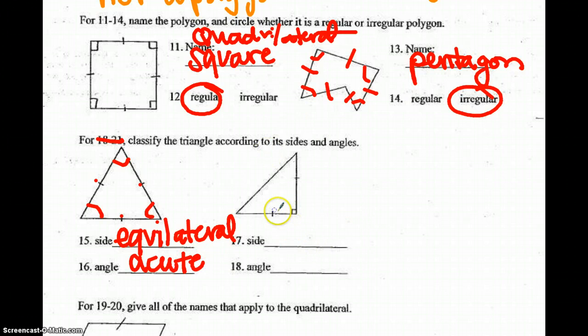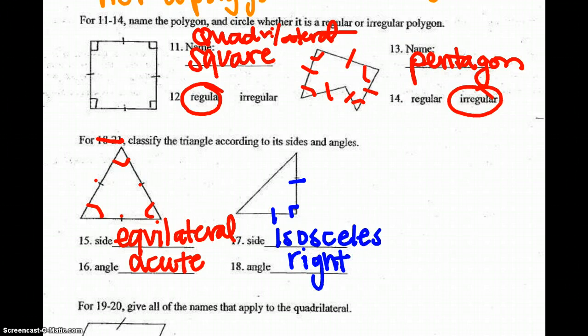On this next one, 2 sides are equal. So this would be isosceles. Okay, and it has 1 right angle right here. So this is an isosceles right triangle.